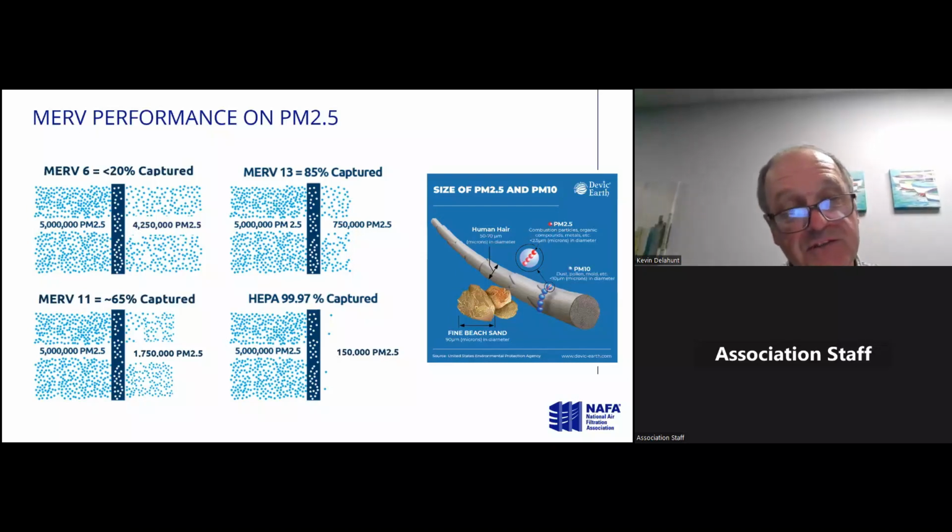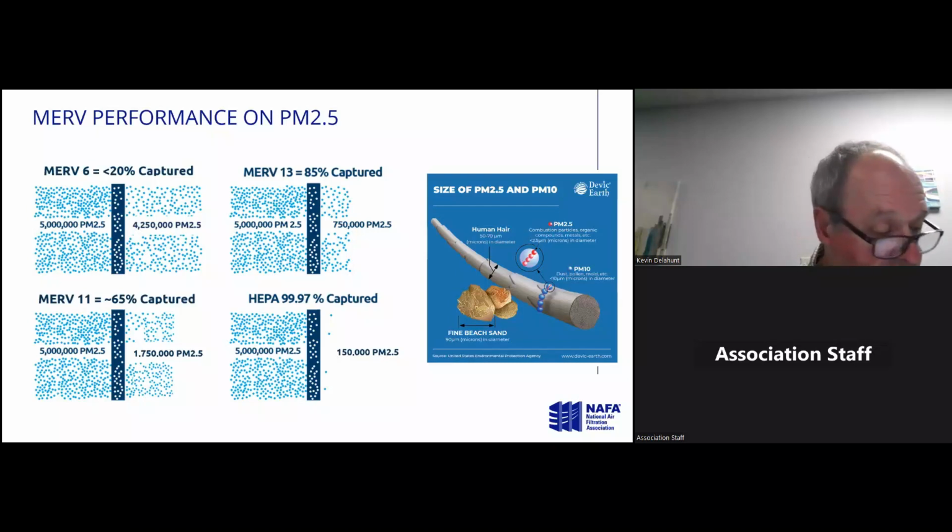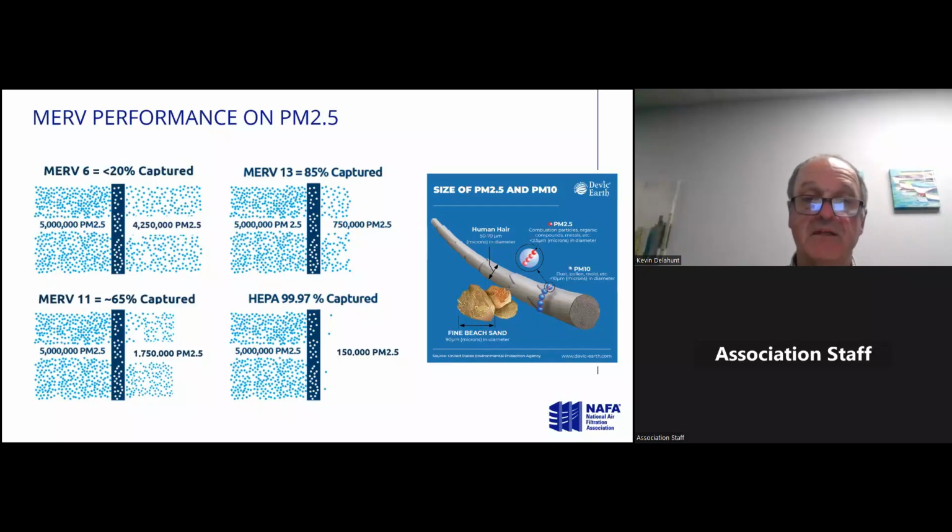So if we go from MERV 6 to MERV 11, we've reduced that penetration from 4,250,000 to 1,750,000. Just by going from a MERV 6 to 11, we've had a 250% improvement in the penetration, or 2.5 times improvement. If we go from a MERV 6 to a MERV 13, it goes to 565%, or 5.5 times improvement. And a HEPA filter is 2,800 times more efficient, and 28 times the reduction in particulate load.